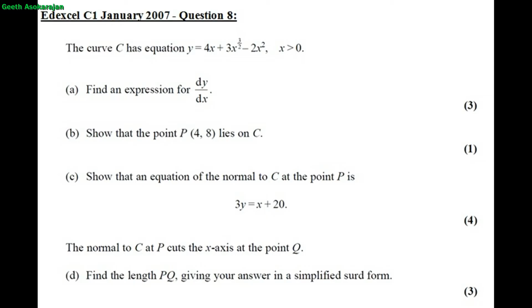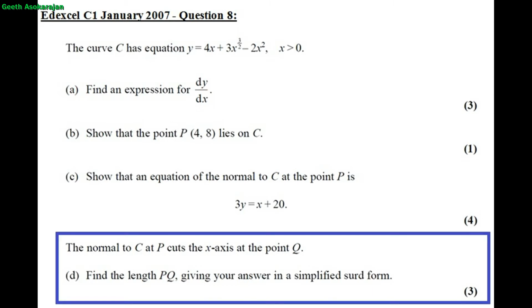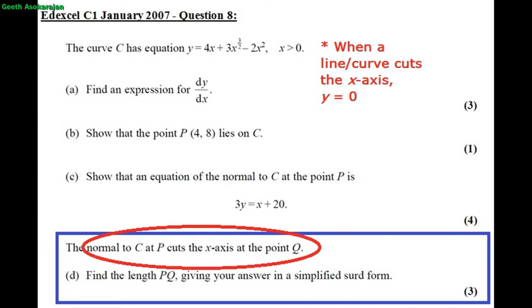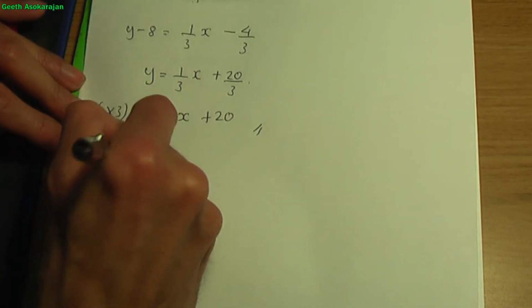Now, back to the screenshot, we have another part to do. Part D. The normal to C at P cuts the x-axis at the point Q. And in part D, find the length PQ, giving our answer as a simplified surd. Now remember, bear this in mind, when a curve cuts the x-axis, the y-coordinate is 0. So when our normal cuts the x-axis, the y-coordinate of the point Q is 0. So we can put y equals 0 into the normal equation to work out the corresponding x-coordinate. So firstly, let's work out the coordinates of Q.